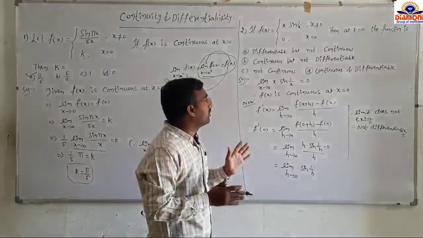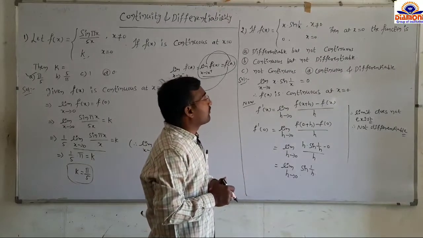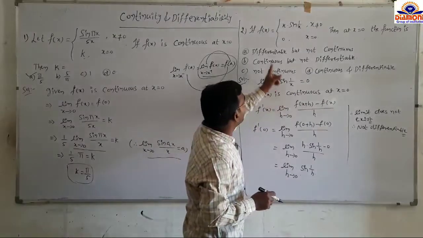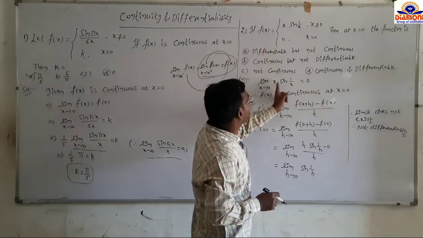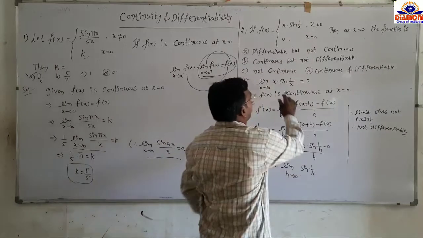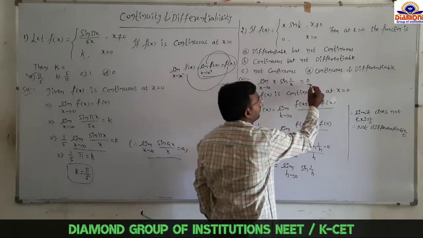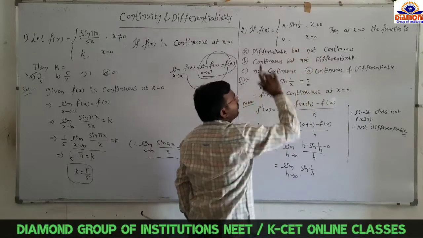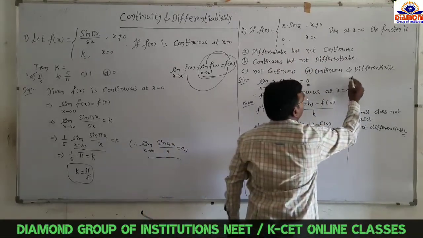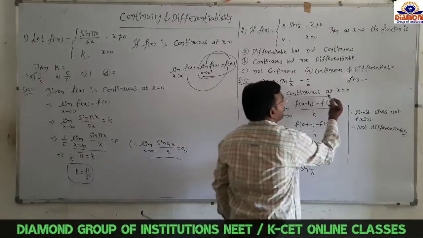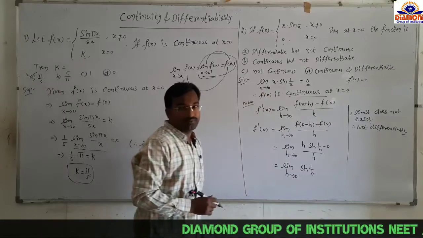You can verify. So first verify the continuity. So calculate the limit as x tends to 0 of f of x. The limit as x tends to 0 of f of x means x into sin 1 by x. So the x value is 0. 0 into something is 0 only. That's why 0. Already f of 0 is 0 only. So that's why f of x is continuous at x equal to 0.